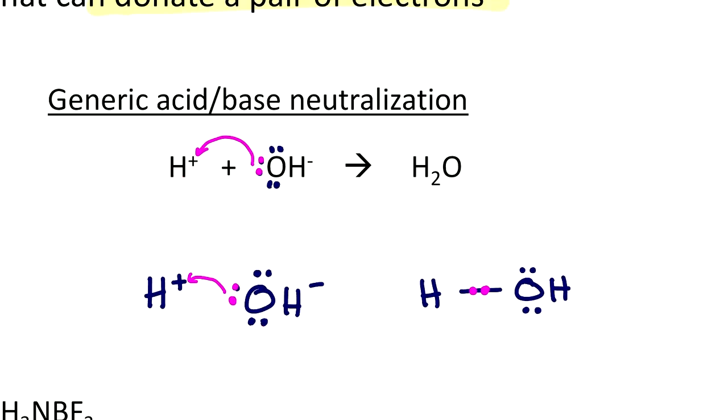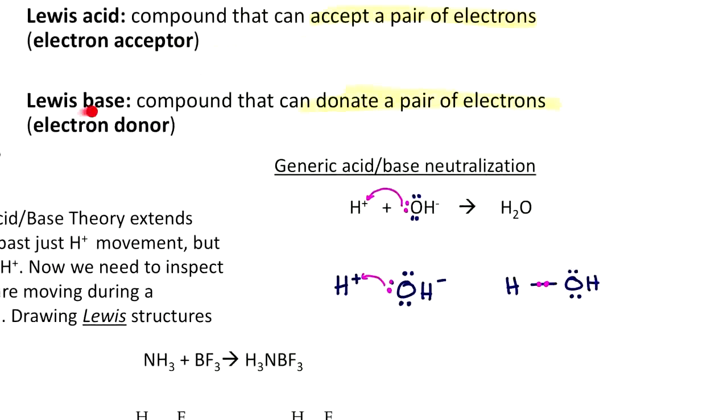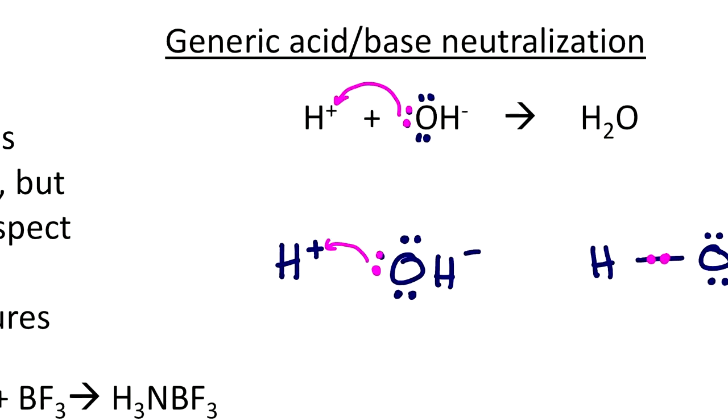So let's go back to this definition. Lewis bases donate electrons. So of these 2 species, which one's donating electrons? Hydroxide. So that makes hydroxide what? The Lewis base. And that makes H plus the Lewis acid. Lewis bases donate electrons. Lewis acids accept electrons.